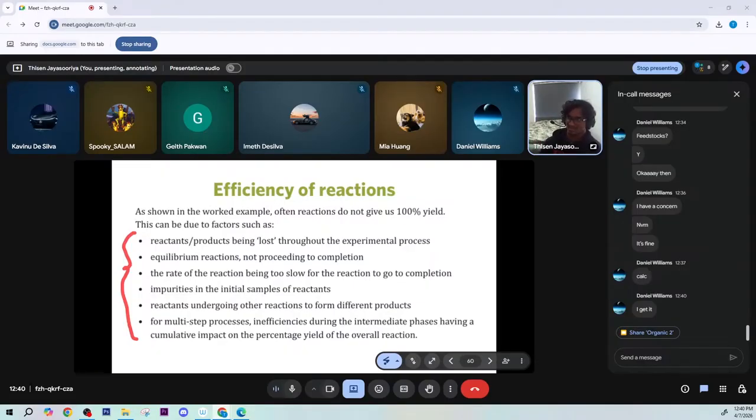If there's impurities, right, impurities mean we're measuring a mass that could be greater than the actual mass that we have. So that causes our percentage yield to not be 100%. So overall, these are just some of the reasons why we won't have a 100% percentage yield.